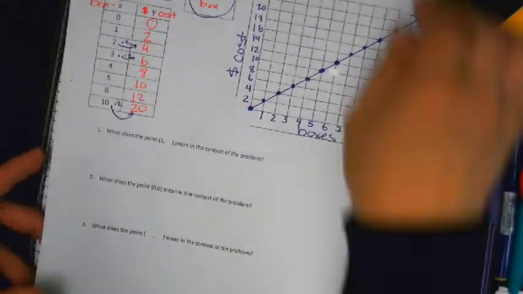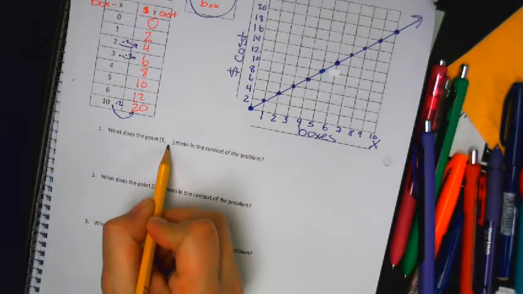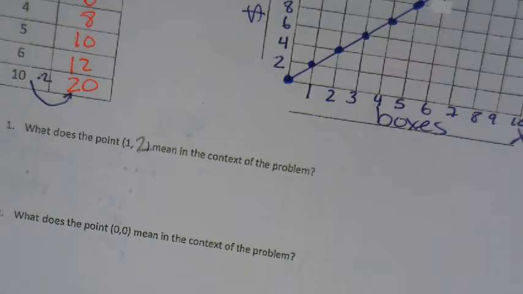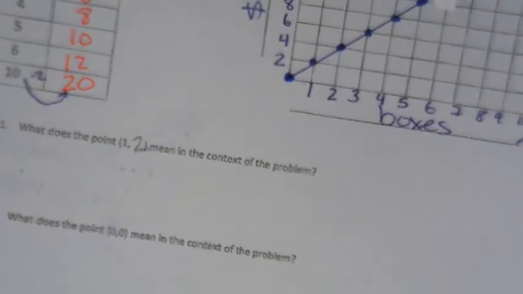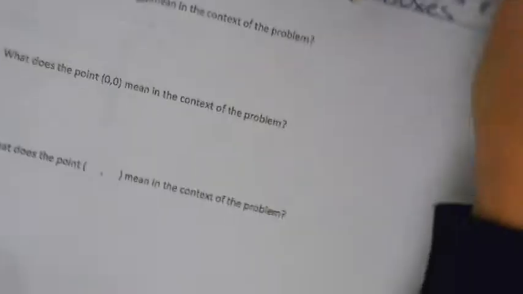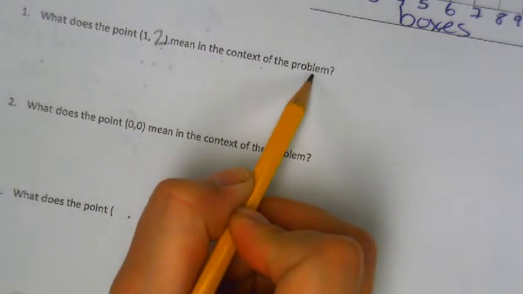Okay, number 1, question. What does the point 1, comma 2 mean in the context of the problem? Okay, I see this question every year, and you'll realize how easy it is. Okay, context of the problem. What does that mean? In our story that we told up here. So what does the point 1, comma 2 mean in the context of the problem? $2 per box. Yes.